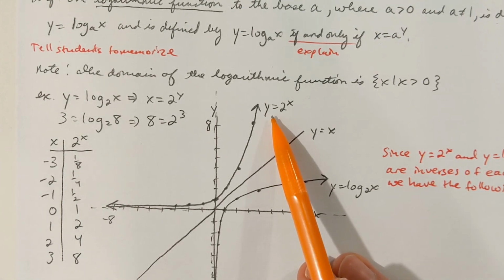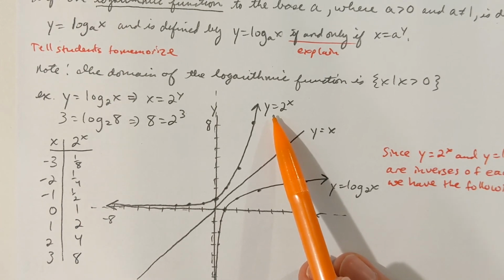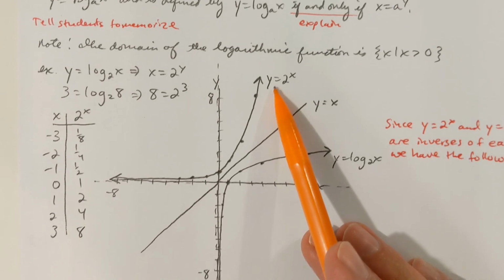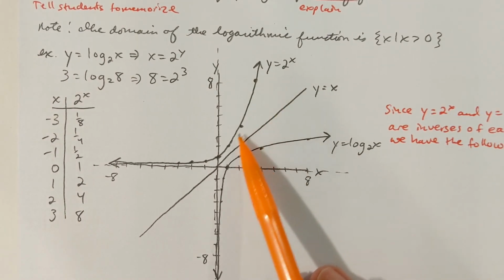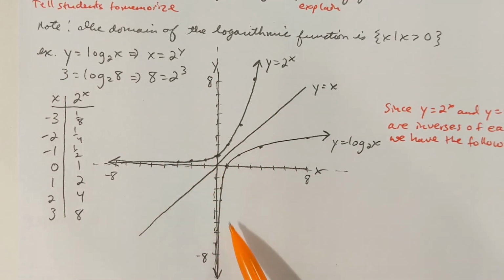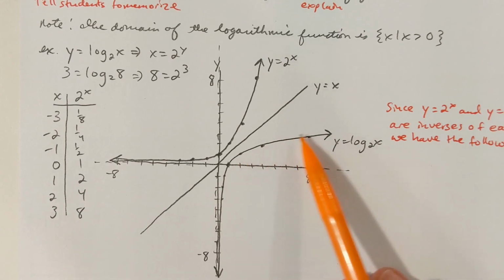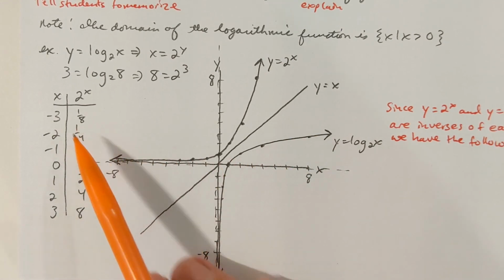Well, when you hear the word inverse, it's all about switching x and y. So that's all we have to do here in this graph. We need to switch the x and y coordinates on the exponential curve in order to build this logarithmic curve. Let me do that now.